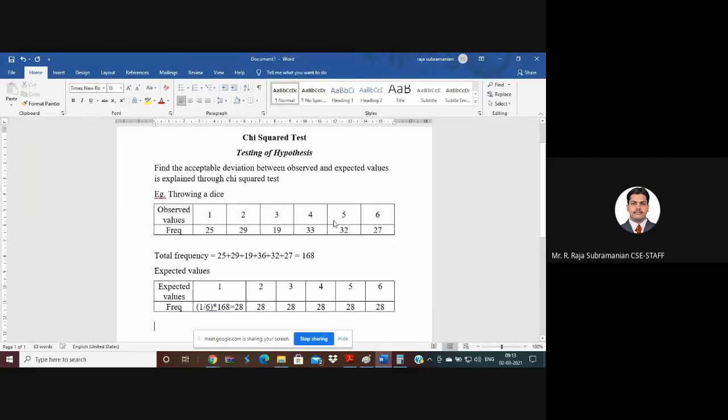The first thing, I need to set the hypothesis. That is, sometimes it may be biased also. I can bias a die and then throw. So now I set a hypothesis. So this is actually step 1.